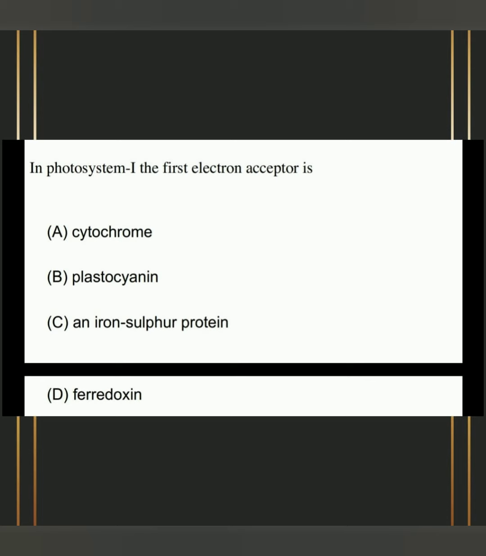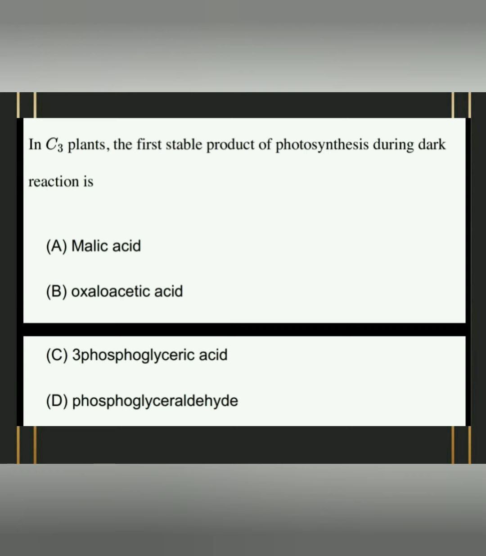In photosystem 1, the first electron acceptor is cytochrome, plastocyanin, an iron sulfur protein, ferredoxin. So the answer is C, an iron sulfur protein. In C3 plants, the first stable product of photosynthesis during the dark reaction is malic acid, oxaloacetic acid, 3-phosphoglyceric acid, phosphoglyceraldehyde. And the answer is C, 3-phosphoglyceric acid.